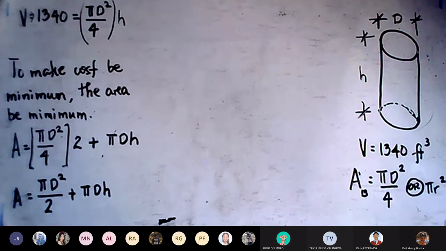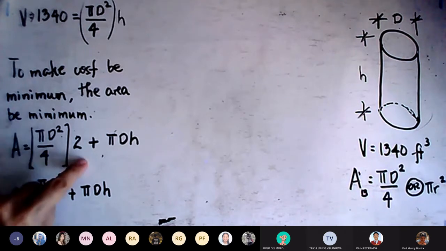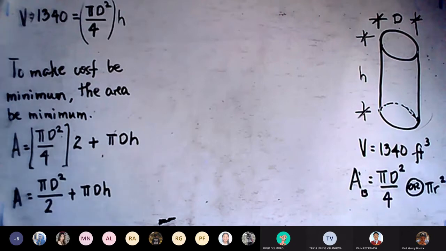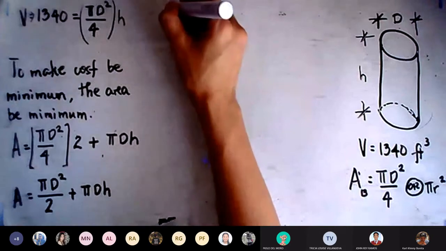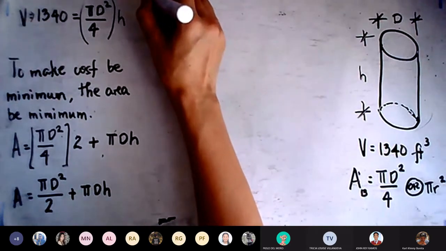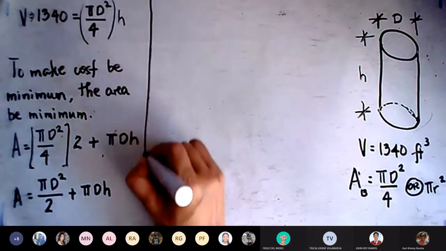And take note that if you are going to determine pi d squared over 4 times h, okay, so you have pi d squared over 4 times 2 plus pi d squared. So that means we can use the formula for the area using the volume.